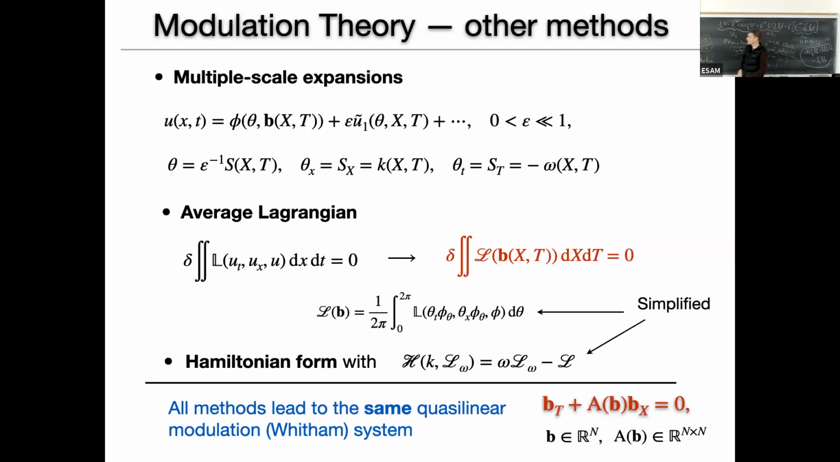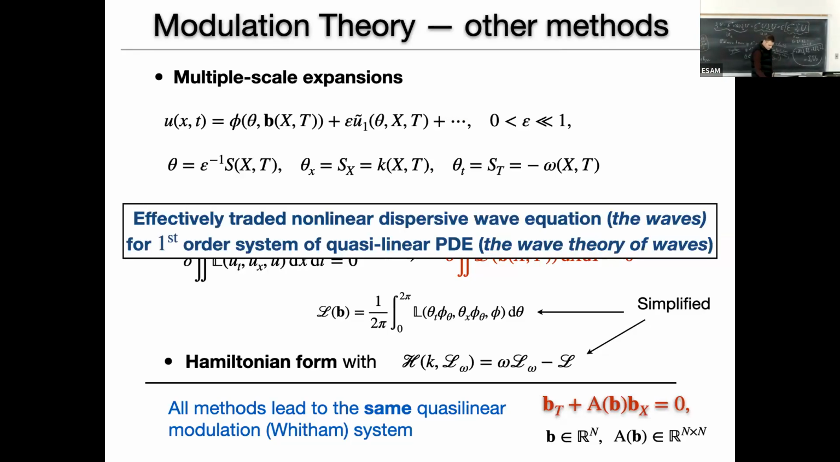Other ways you can derive these equations, you could use multi-scale methods, multiple scales. Whitham himself really championed the average Lagrangian approach, so he uses an average variational principle. What you do is you stick in the periodic traveling wave, you integrate over the fast phase, and then you apply a variational principle to that. And that'll give you Hamiltonian structure and so on. Turns out you get the same modulation equation, no matter which way you go. And so what have we done? We've effectively traded a nonlinear dispersive wave equation for a first order system of quasi-linear PDE that describe the modulations of those waves with waves.